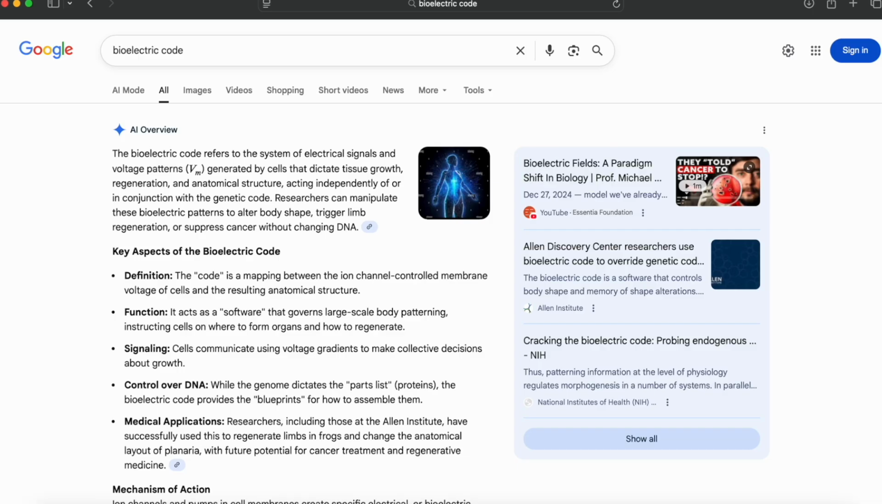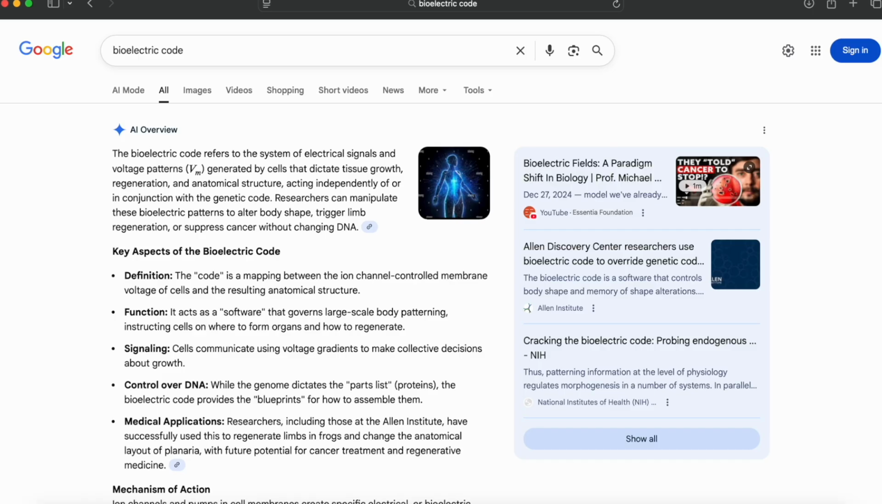Definition. The code is a mapping between the ion channel controlled membrane voltage of cells and the resulting anatomical structure. Function. It acts as a software that governs large-scale body patterning, instructing cells on where to form organs and how to regenerate. Signaling. Cells communicate using voltage gradients to make collective decisions about growth.